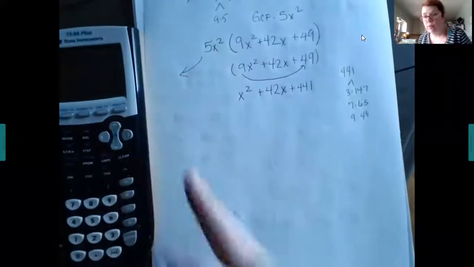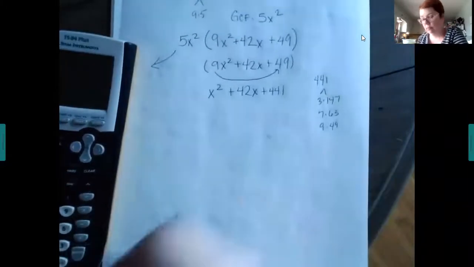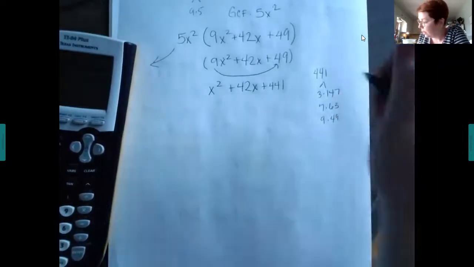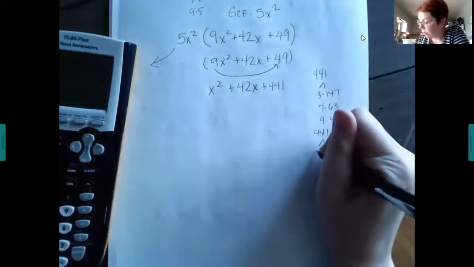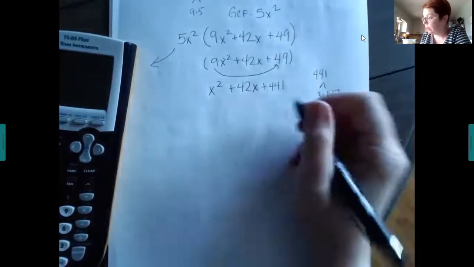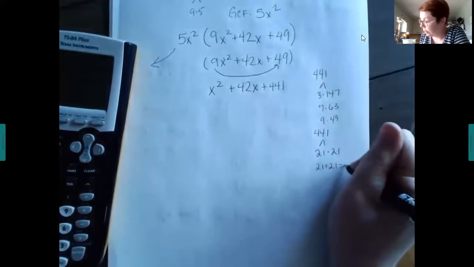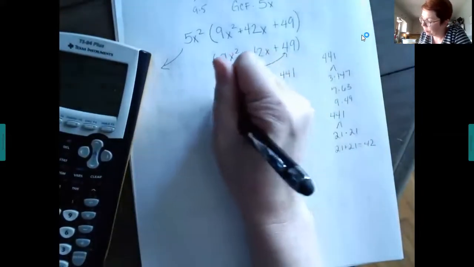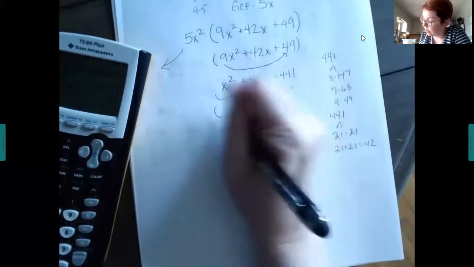So I went through and, rather than you sitting watching me go through all the numbers, paused it, and then I finally found it. So 441, if we divide it by 21, we get 21. So 21 times 21 gets 441. 21 plus 21 gets us 42. That's a good thing. Okay. So we're at step 3, factor as usual.